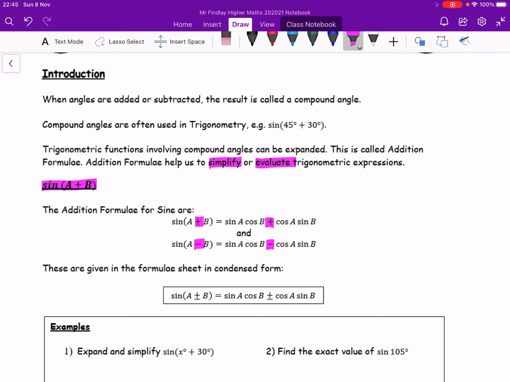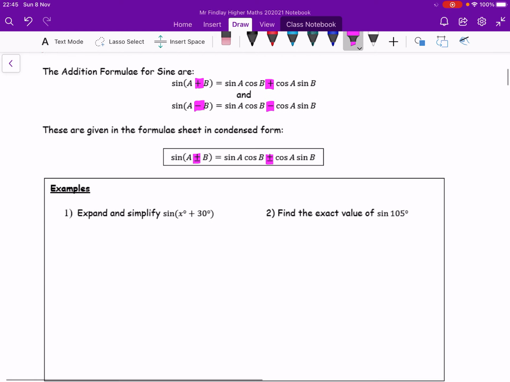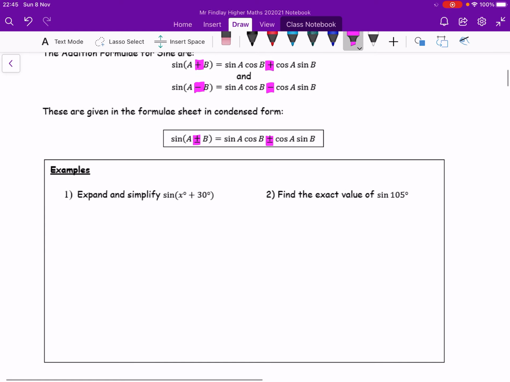How this will show in your formula sheet is we have the symbol plus or minus and minus or plus. As we said, we look to simplify or evaluate the trig expressions. In this first example, expand and simplify sine of x plus 30.